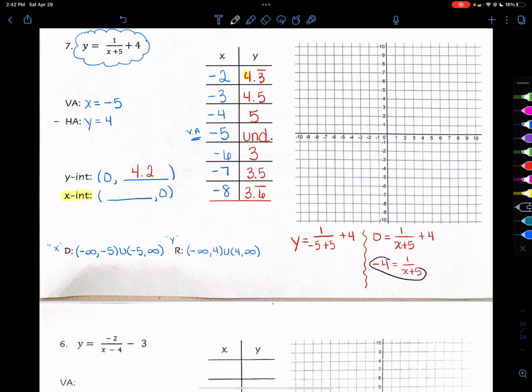Multiply the -4 with the x plus 5. We've got -4x plus 20 is equal to 1. Subtract 20. That should be a -20 there, sorry. -4 times +5 will give me -20. Add 20 to both sides, and I will have -4x is equal to 21. Take 21 and divide it by -4, and we get -5.25 for x.